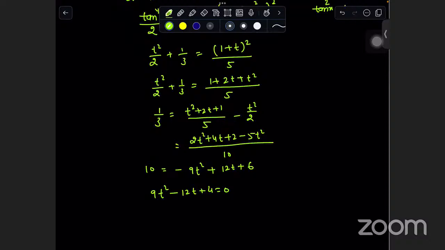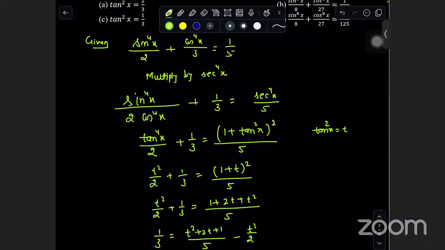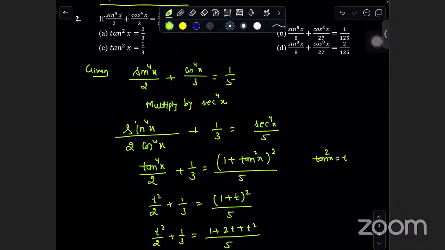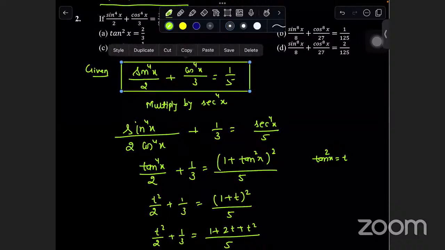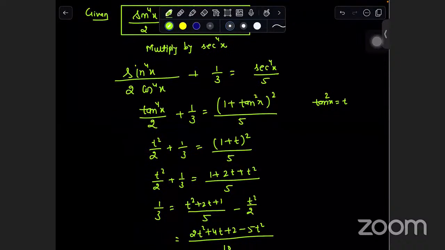This much calculation you can do. I did not do anything special. This was the question given to you. I just multiplied by sec to the power 4x, or you can say divide by cos to the power 4x, and made a quadratic in tan square x. That's it.